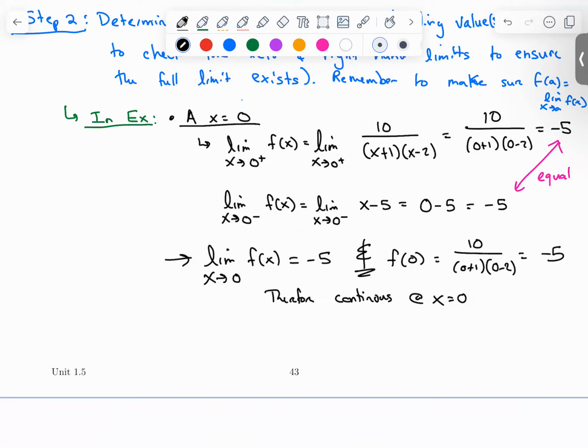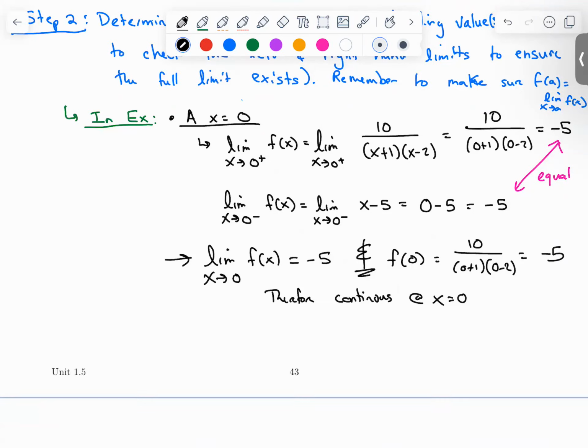Check for both the positive side, left side, and the x. Exactly right. Esther was absolutely right. You need to check the left and the right because that will tell you whether or not the full limit exists. Because in order to have continuity, you need the limit to exist, the function to exist, and them to be equal to each other.